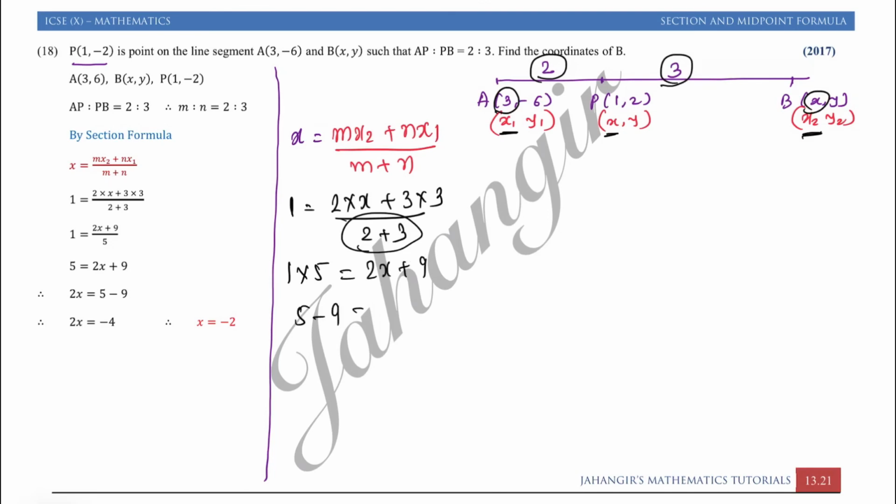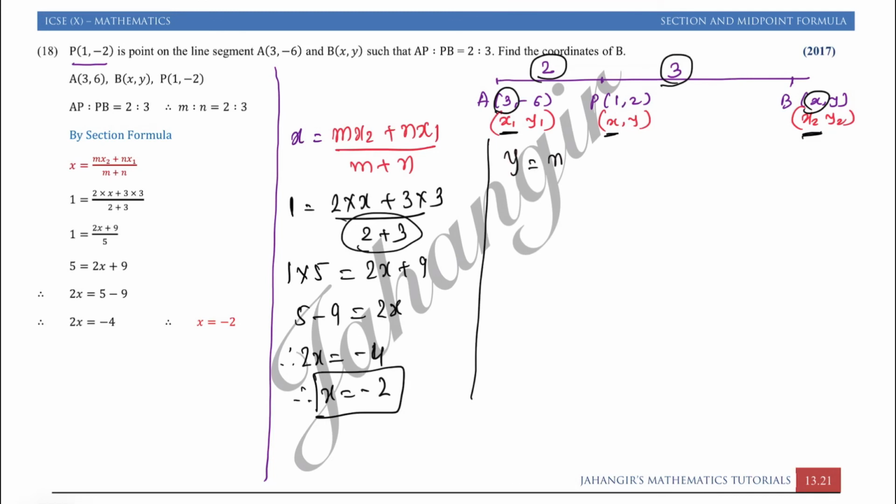5 minus 9 is equal to 2x. So therefore 2x is equal to minus 4. So therefore x is equal to minus 2. We got the x value. Same thing we will do with y.